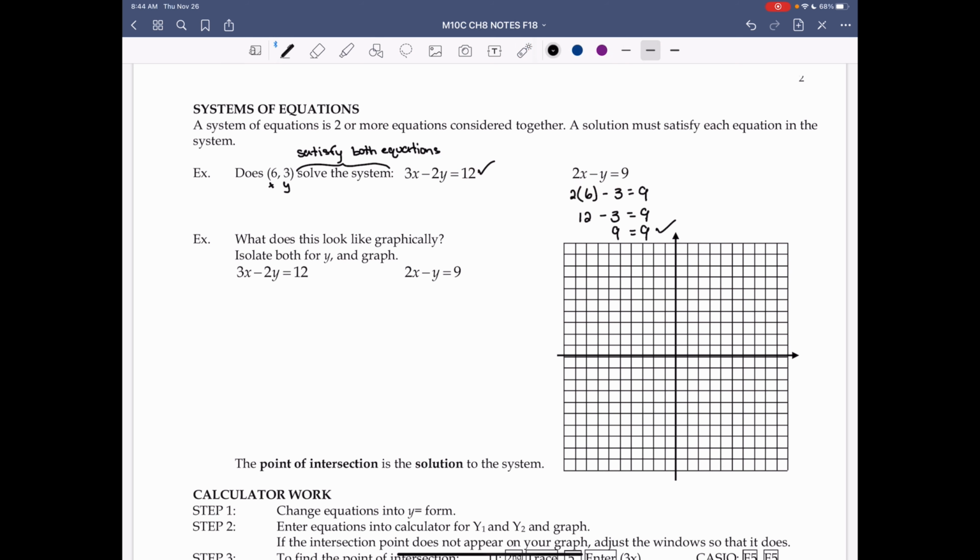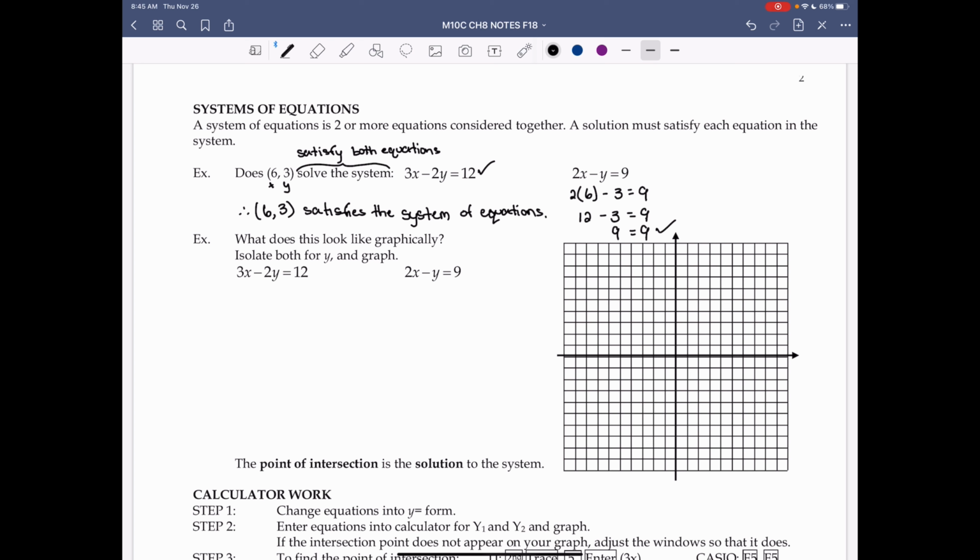So we can say, therefore, the point 6, 3 satisfies the system of equations. Meaning that it satisfies both of the equations in the system. If it only satisfied one of the equations, then it would not be a solution to the system.